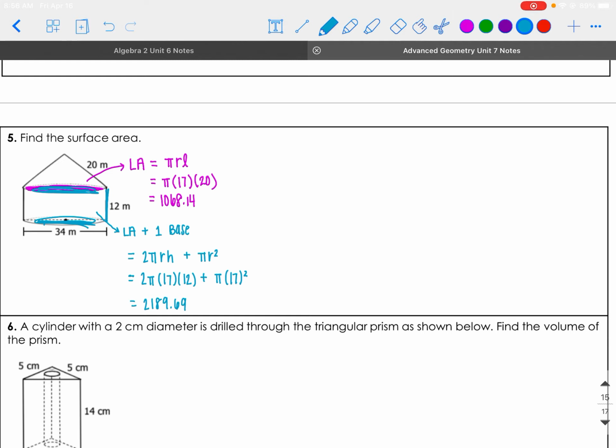So this is kind of why I said they can be kind of confusing, because you really have to think about, okay, do I include those circles? Do I not include them? How many do I take off? It can be very confusing. So you have to really stick and wrap your mind around it. So the total surface area, we add the two together, and we get 3,257.83 meters squared.